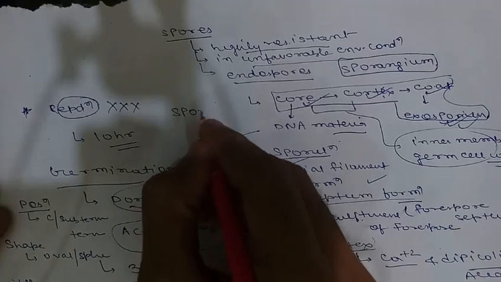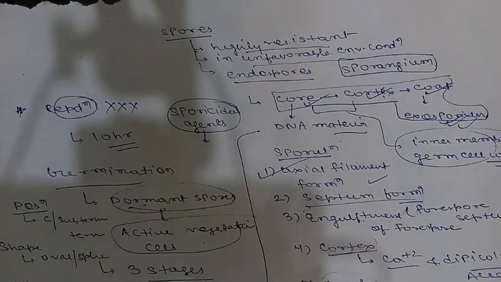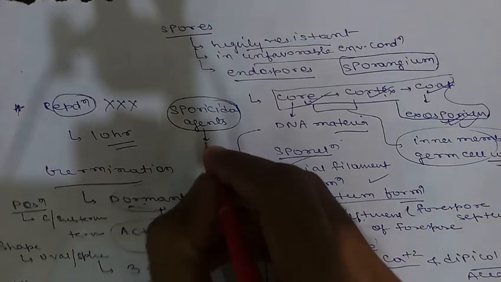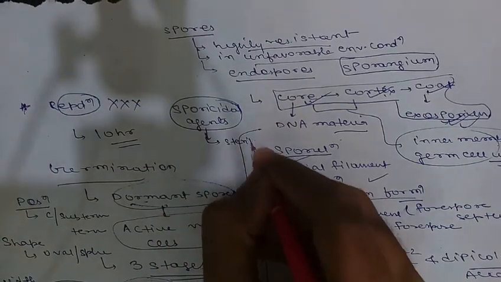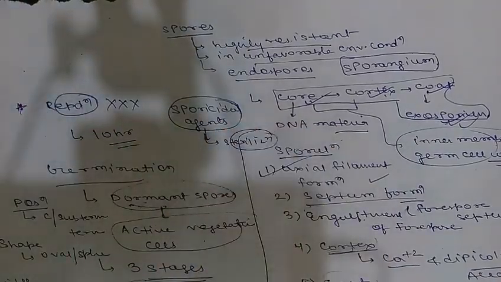Now we will discuss some points about sporicidal agents. Spores are resistant to most of the routinely used disinfectants. Only limited sterilization methods are available to kill spores, which we will discuss in our next video on sterilization. We are not going into detail here. Now we will move on to the demonstration of spores.